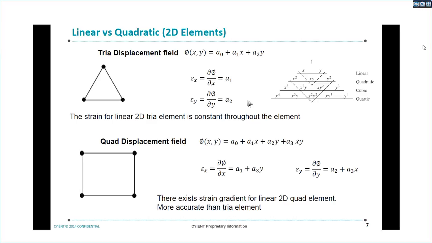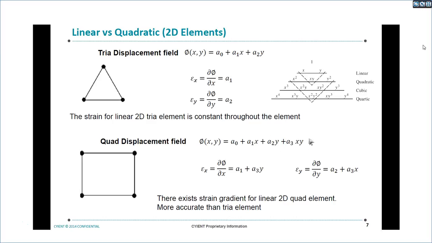Whether it is strain in x direction or strain in y direction, the strain distribution is constant throughout the element. Which is not correct, and it is not representing actual physics. So that is the reason we are not recommending tria with linear formulation, tria with three nodes. We are not at all recommending it. Similarly, for the quad displacement field, it is represented by 1, x, y, and xy.